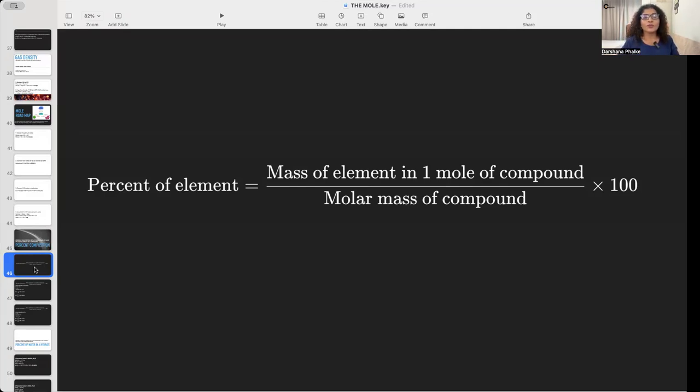All right, so the formula for finding the percentage of an element is very simple. You take the mass of the element in 1 mole of a compound and you take the mass of 1 mole of the compound. So once again, the mass of the element in 1 mole and the molar mass, that is the mass of 1 mole of the compound. How do you get this? We are going to look at some examples to understand this formula. But before that, pause the video, write down the formula and then go ahead. Okay, perfect.